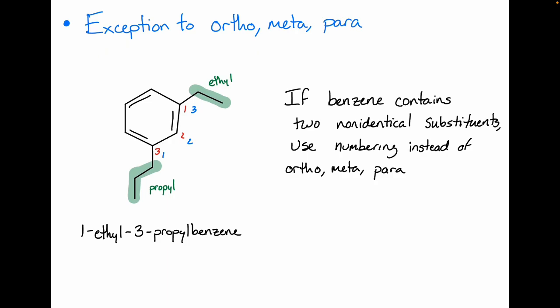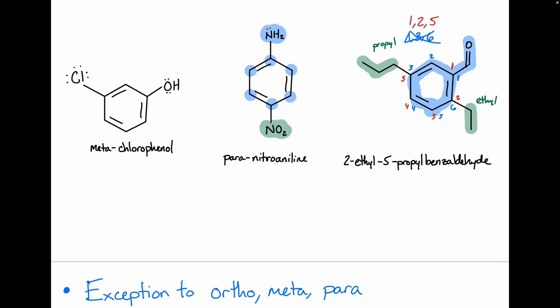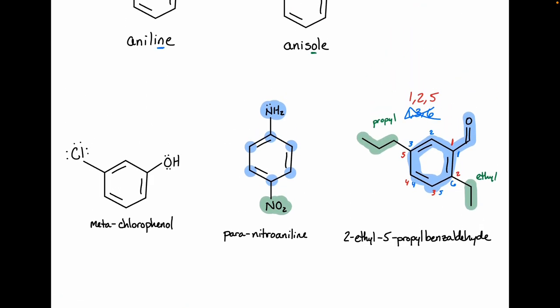So, we have an exception to our ortho-meta-para rule. If we have two non-identical substituents, and again, substituents is a key word here, we're going to use our numbering instead of that ortho-meta-para scheme. Again, if it's not a substituent but part of the parent chain, like one of our special names here, then we can use that ortho-meta-para designation.